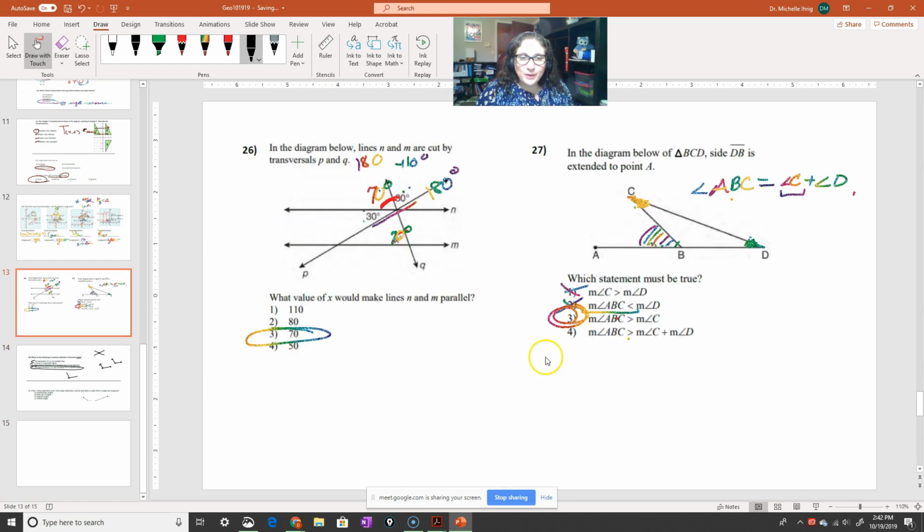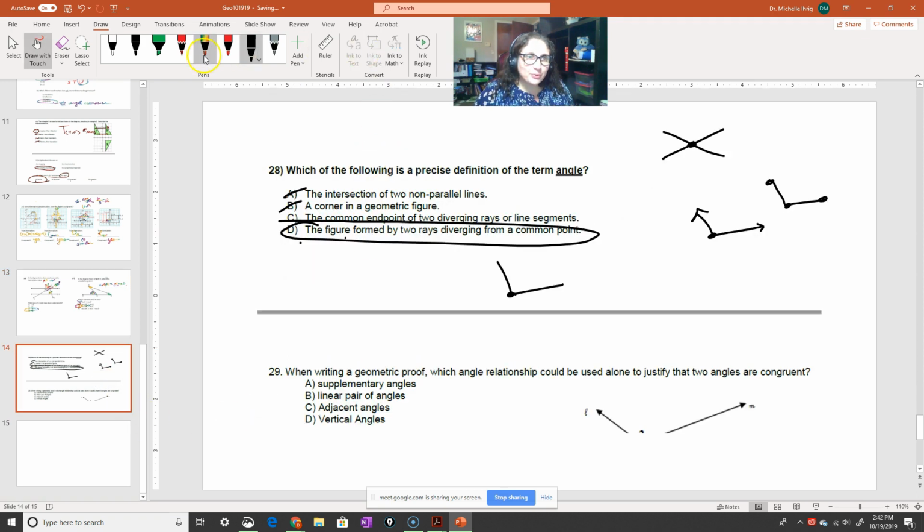Okay, next, when writing a geometric proof, which angle relationship alone can be used to justify congruent angles? We know we're talking about angles, so whatever we check has to be angles, and we can write it in one line. The only angle relationship that you can write down in one line is vertical angles. Choice D. That's it. Okay, next.